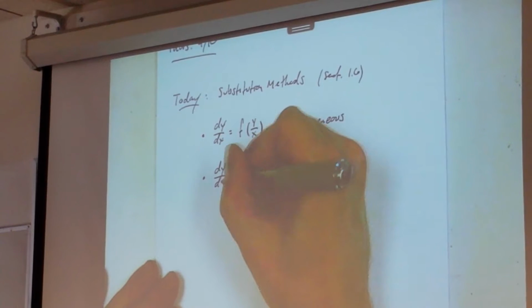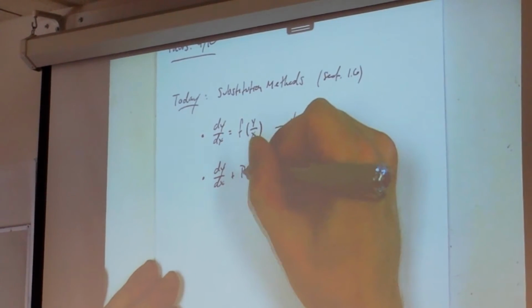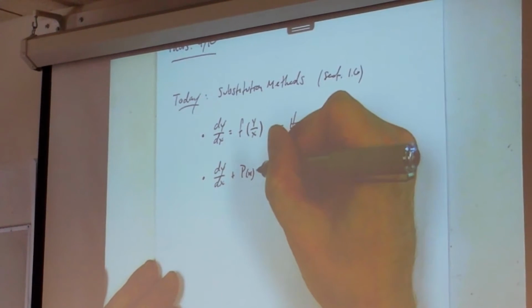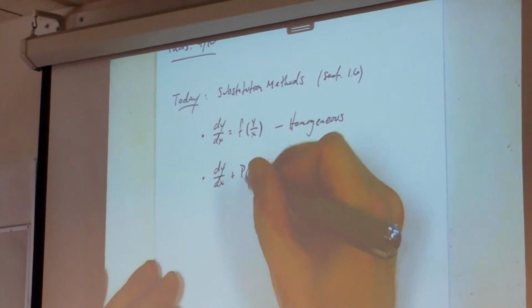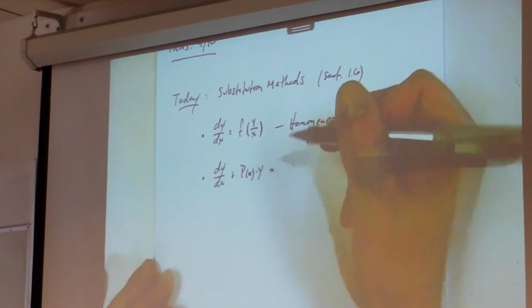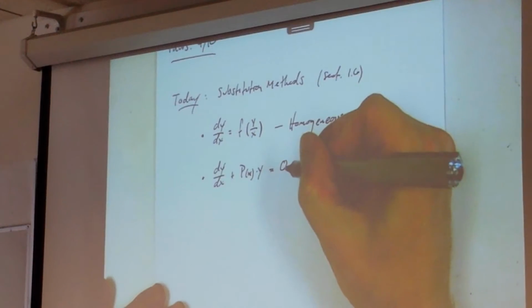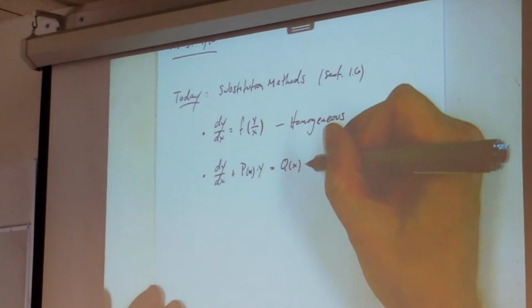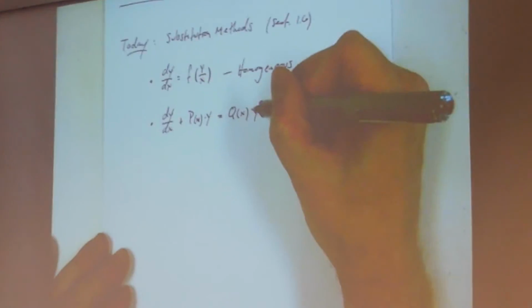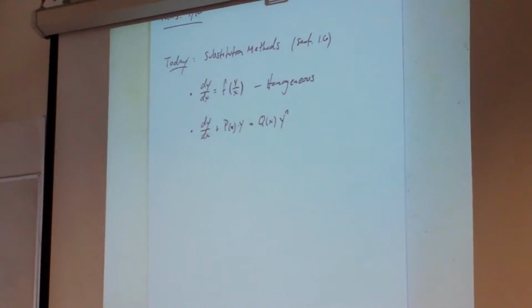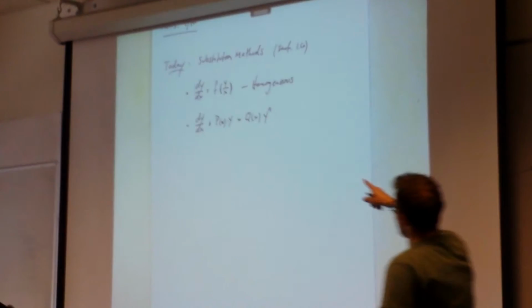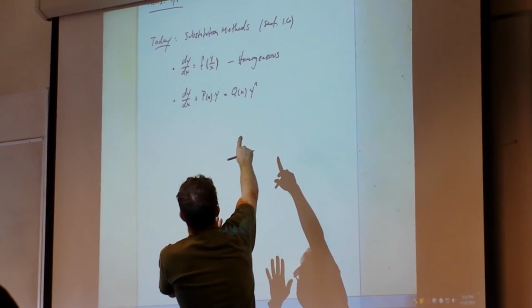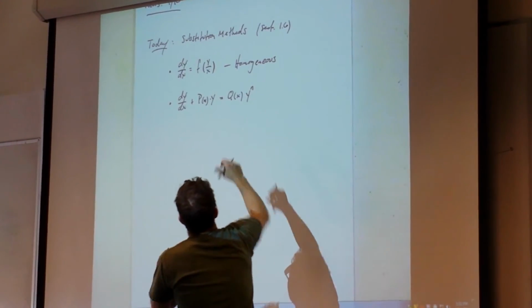dy dx plus, now this looks a lot like linear, right? If I have some function of x times y equals some other function of x only, that would be linear. Now, if there is a power of y after that, that's the dependent variable, it's no longer linear in y if n is other than 0 or 1. This is called a Bernoulli equation.